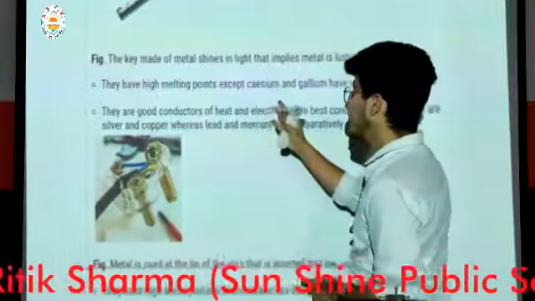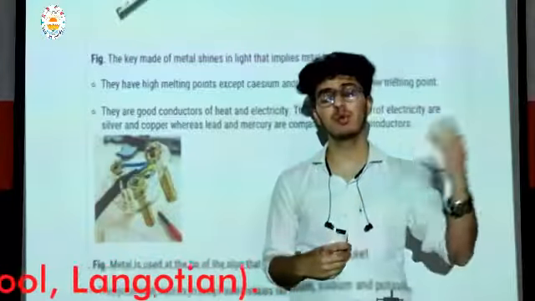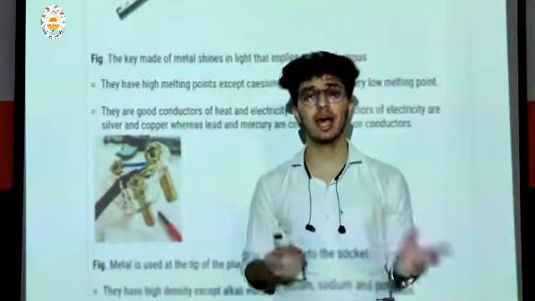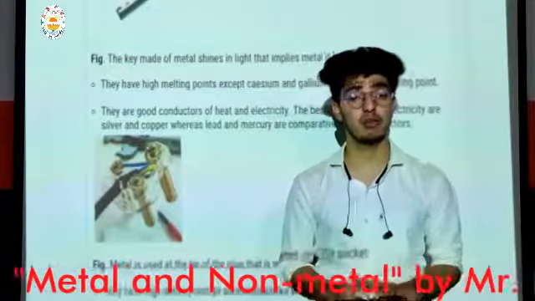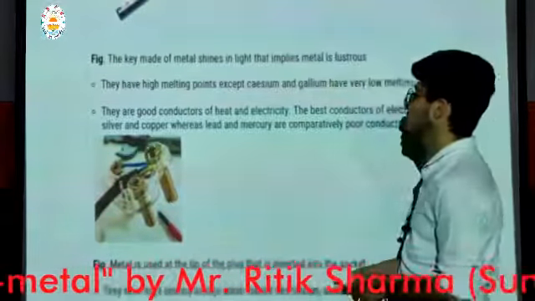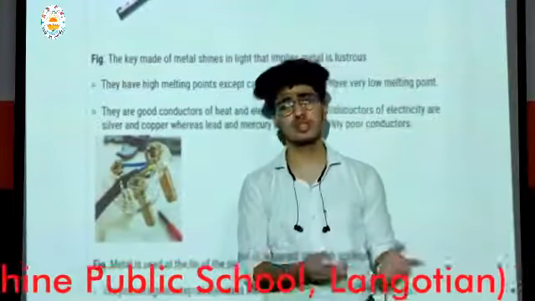They have high melting and boiling points. Metals have very high melting and boiling points. If we want to melt iron, we need a very high temperature. Again, we have an exception, that is gallium, which has a very low melting point. Exceptions are always there.